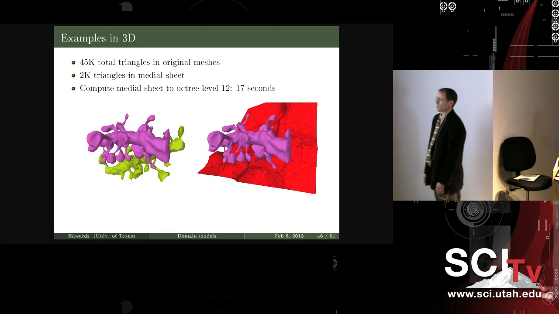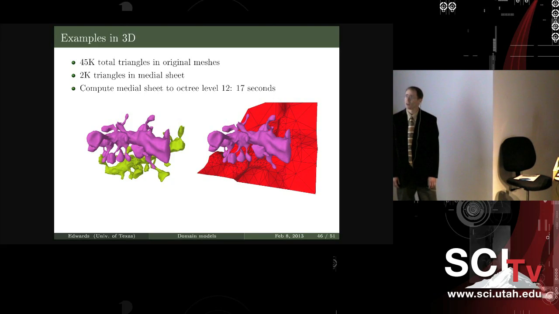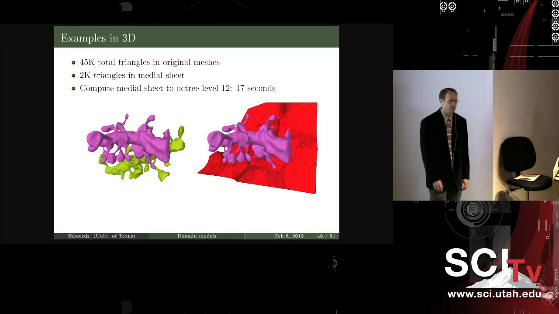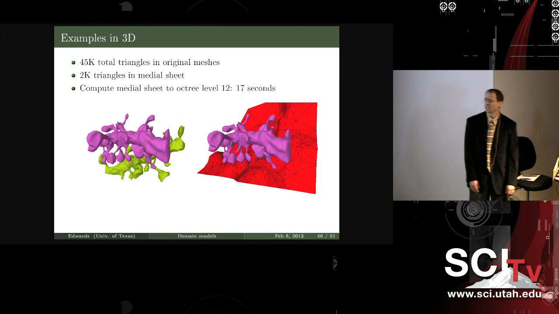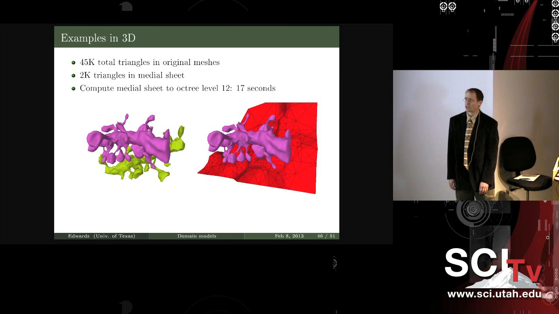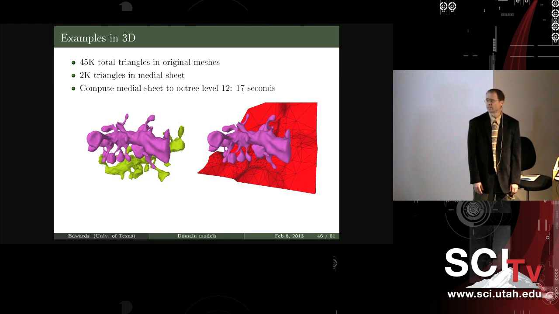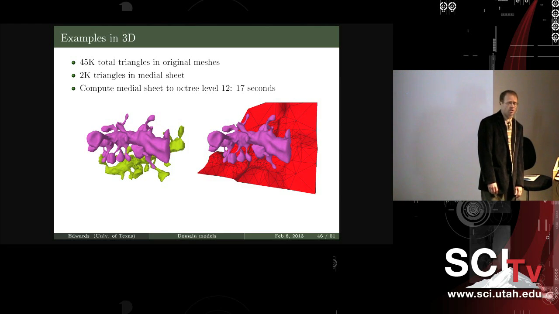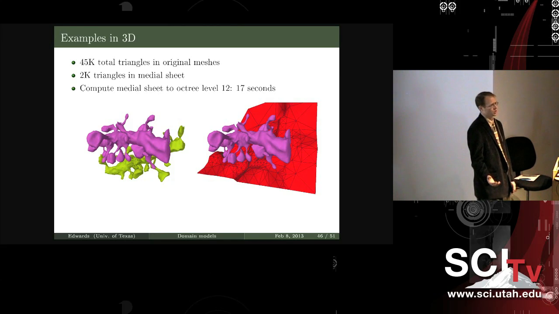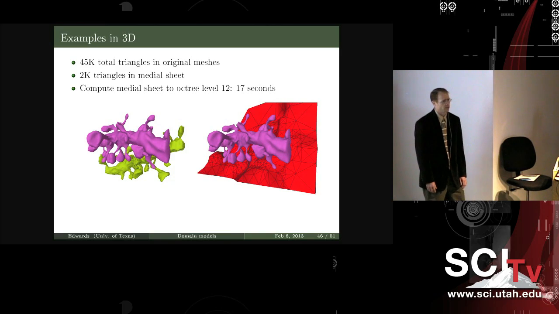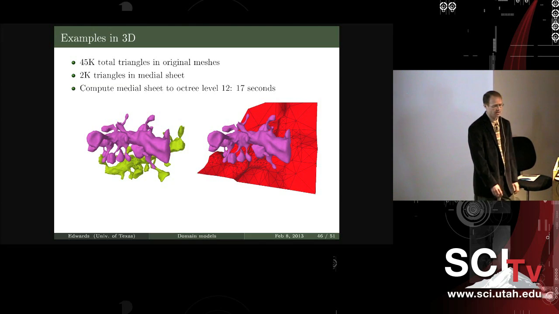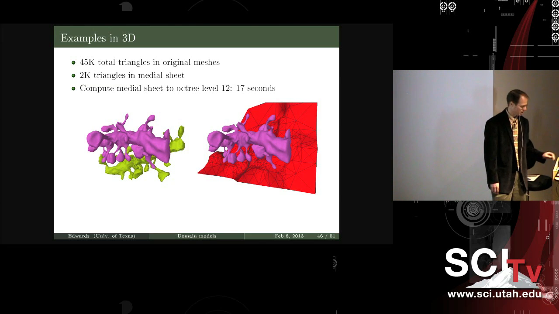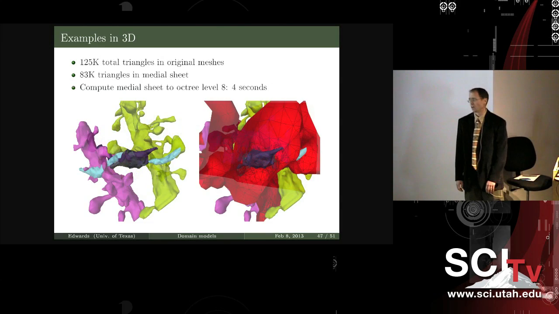In 3 dimensions, which is our target space, in this example we have 2 dendrites with a combined total of 45,000 triangles, and it computed 2,000 triangles in the medial sheet. And we computed down to octree level 12. In this case, we had to go down 12 levels in order to get a true separation, because the dendrites actually approach each other very closely, and this is a true separator. It took about 17 seconds on a standard desktop.